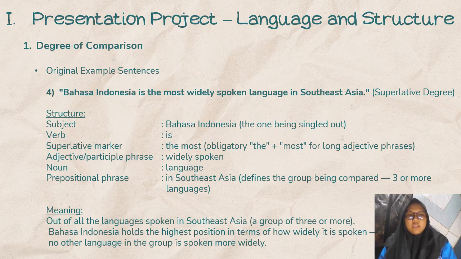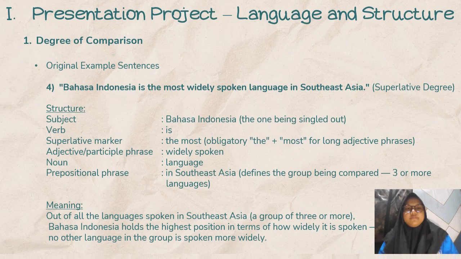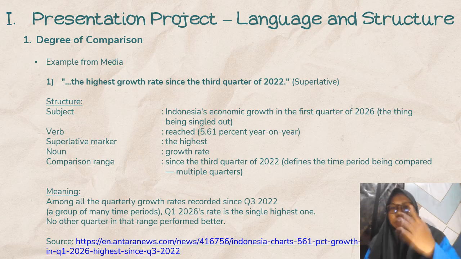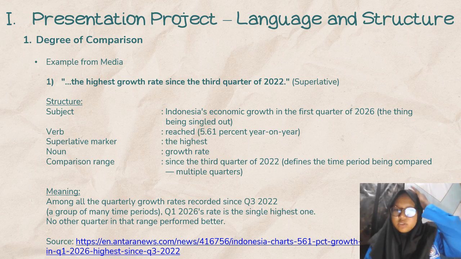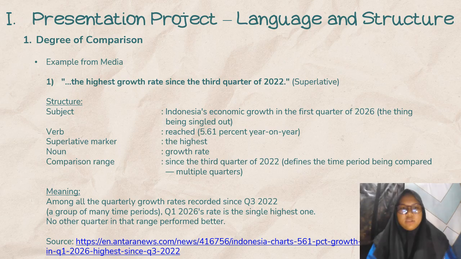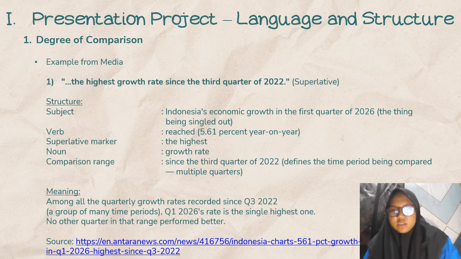So next, this is the example from media. The sentence is "...the highest growth rate since the third quarter of 2022." So this is a superlative degree. The structure is Indonesia's economic growth in the first quarter of 2026, the thing being singled out. The verb is "reached" 5.61% year on year.